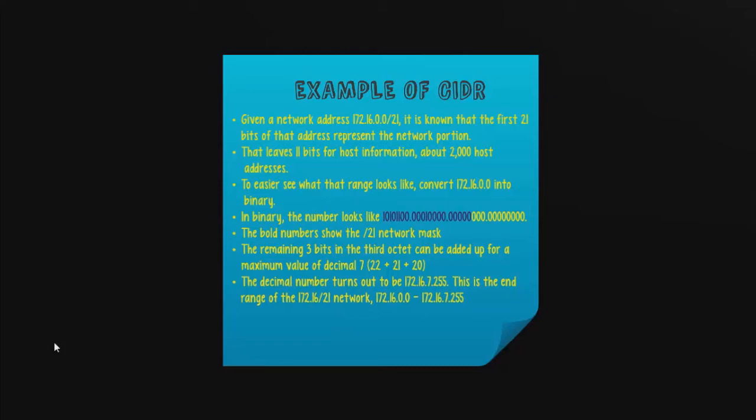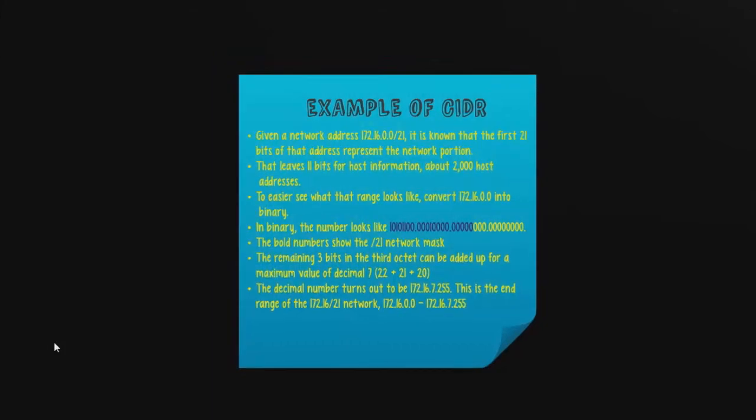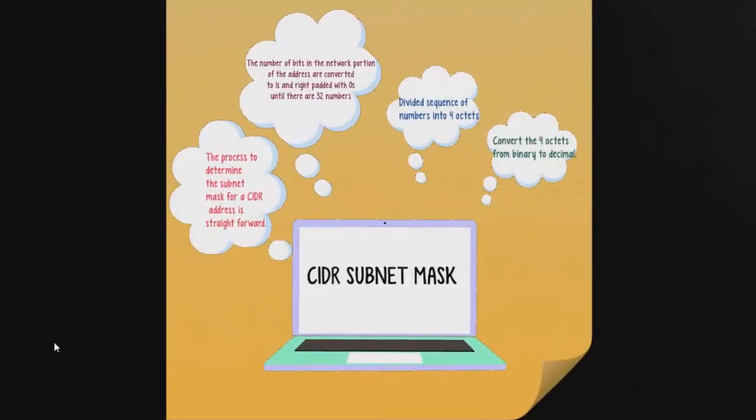So the range is 172.16.0.0 to 172.16.7.255.